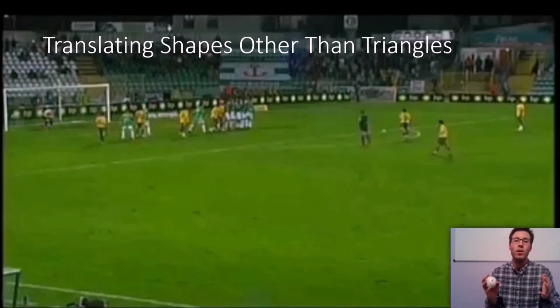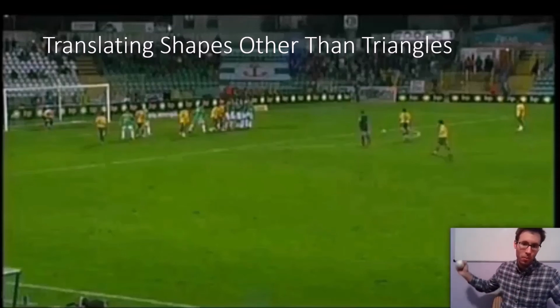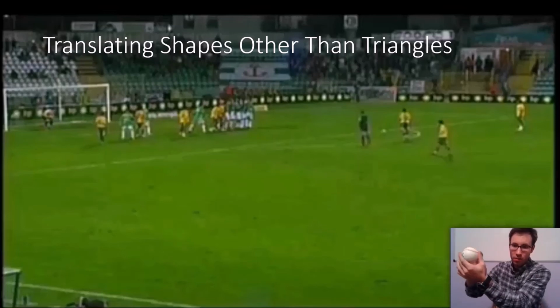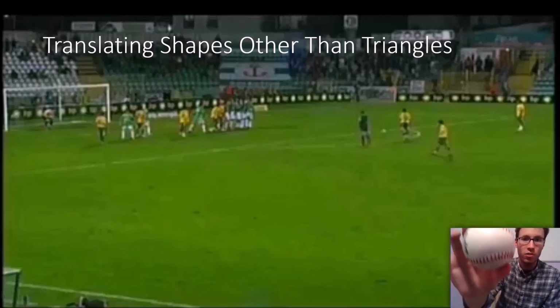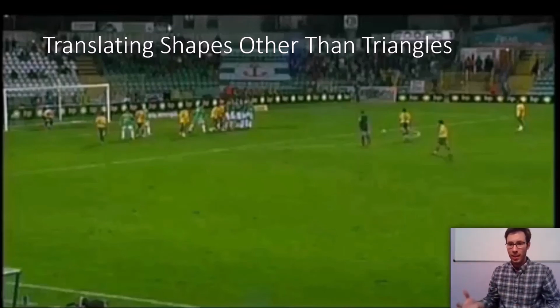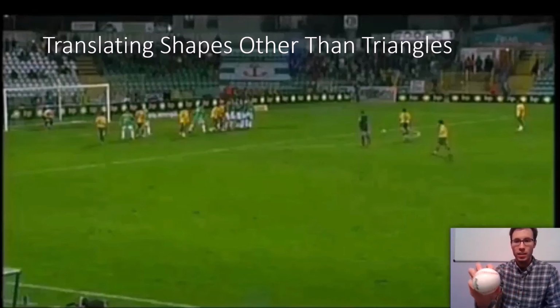All right, so let's talk about translating shapes other than triangles that we may encounter in our everyday lives. There are two examples I can think of. One is a baseball, when you throw a knuckleball. When the ball comes off your fingers, the ball does not spin at all. It's moving up and down, side to side, and it's not spinning at all. It's just translating. And when that happens, it's hard to hit the ball. So that's the knuckleball. It's moving up and down, side to side, it can go diagonal. It's not spinning this way or this way, though. That would be rotating. So it's not doing that.